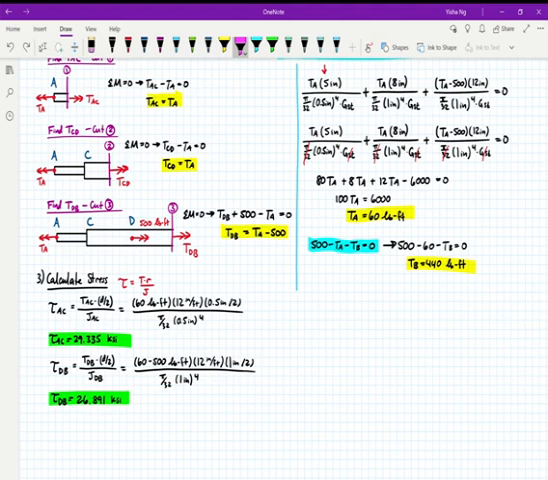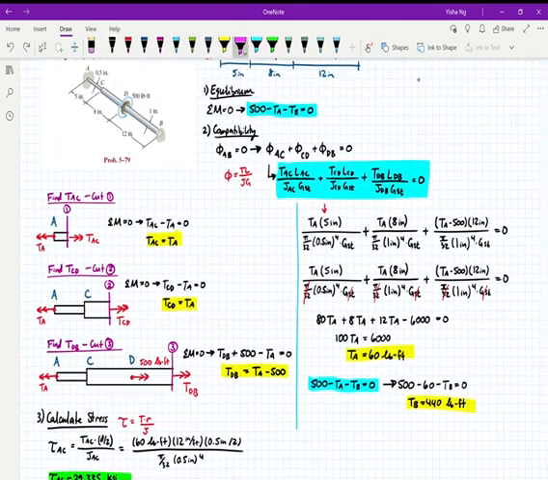Okay, so now I have values for TAC, TCD, and TDB. I'm going to take these values and plug them in over here on the right. In addition, I've also plugged in the other values that I know. So my length AC is 5 inches here, and then my length CD is 8 and 12. I've kept G of steel, my shear modulus, just symbolically there, but I'd cancel it out in the next step.